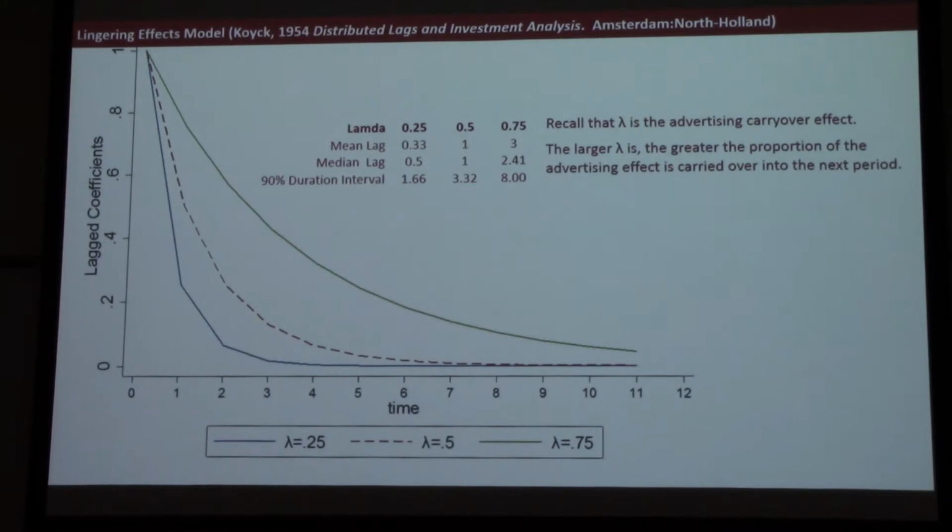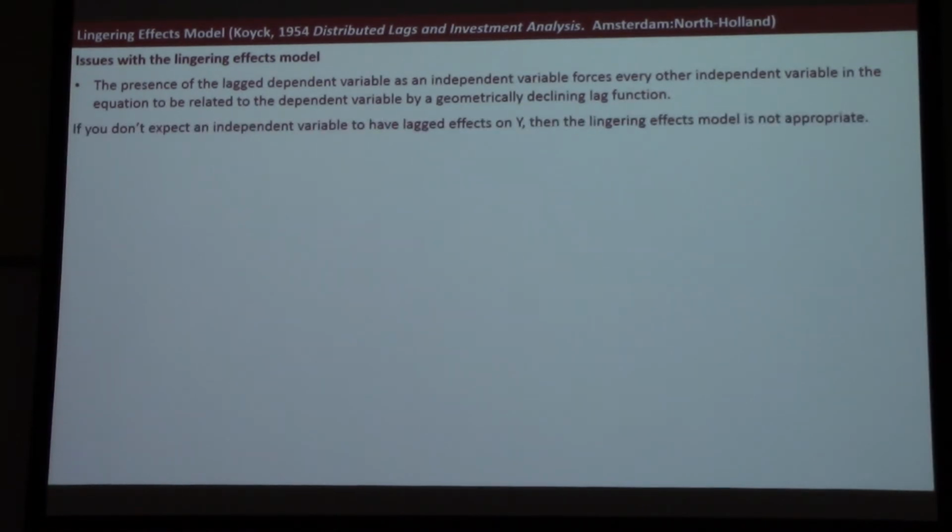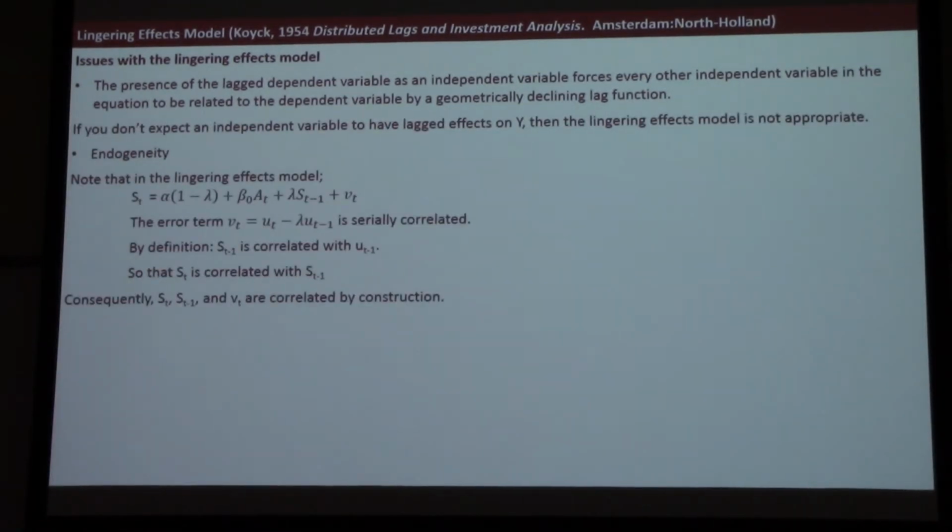Yeah, we got that. The larger the lambda, the more it's carried over, and the longer the effects of advertising, the longer the 90% duration. All right, issues with the lingering effects model. It's going to ignore this stuff. Adding flexibility. Here's the cool thing about the lingering effects model.